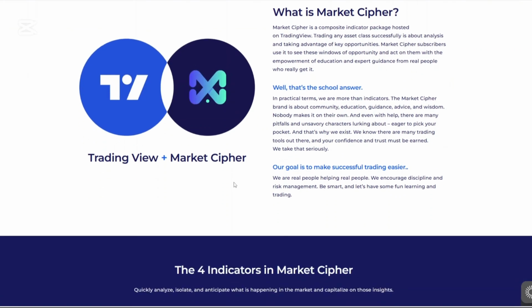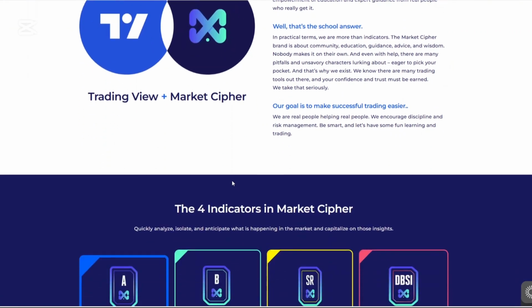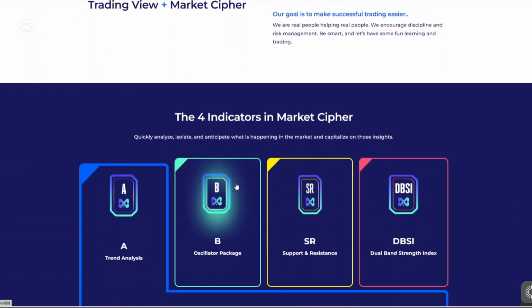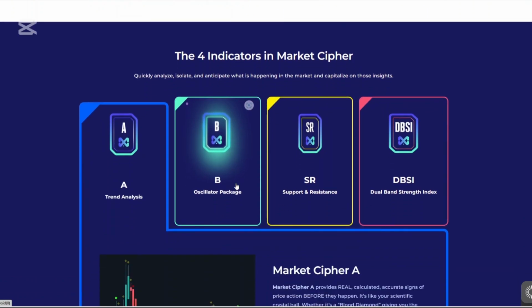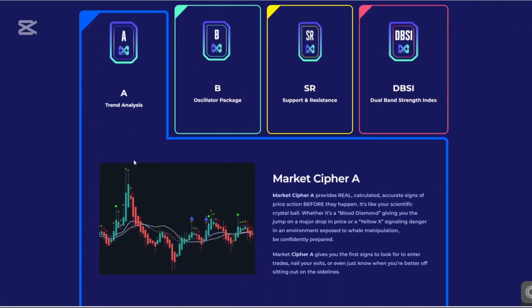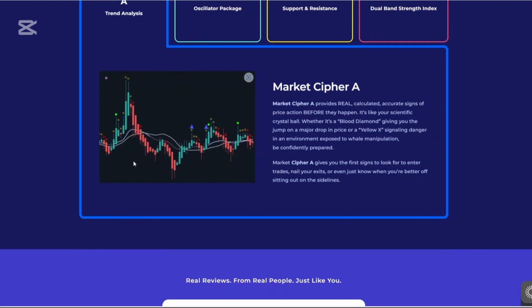It's a comprehensive suite of indicators designed to provide traders with actionable insights. It's hosted on TradingView and comprises four main components. Market Cipher A. It offers real-time signals like blood diamonds and yellow X's to indicate potential market reversals or manipulations.